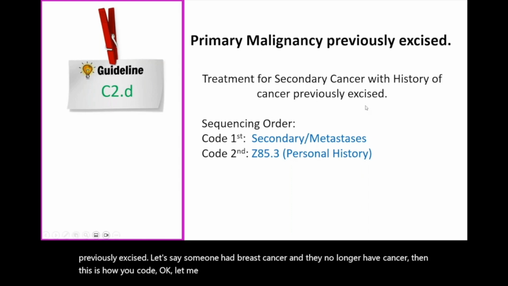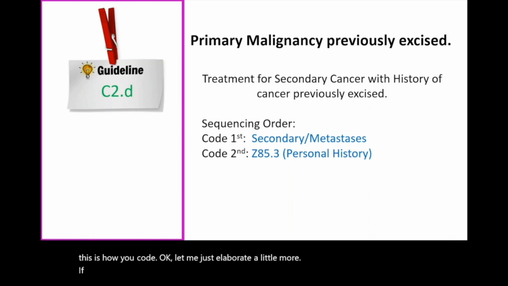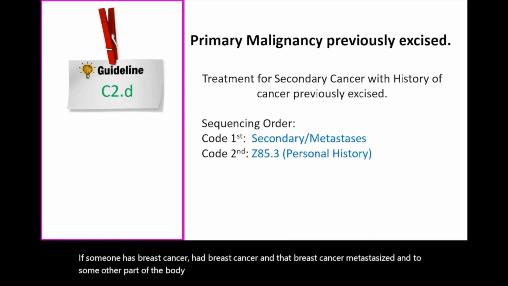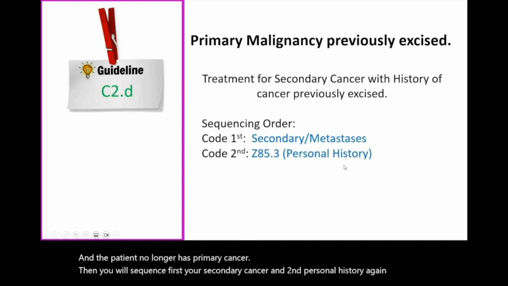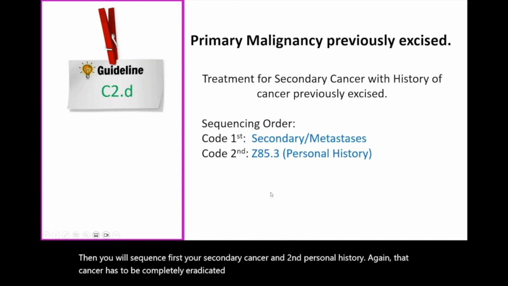Okay, let me just elaborate a little more. If someone has breast cancer, and that breast cancer metastasized into some other part of the body, but that person had a mastectomy and the patient no longer has primary cancer, then you will sequence first your secondary cancer and second, personal history. Again, that cancer has to be completely eradicated before you can use this code, the Z85.3. So make sure your documentation supports that.